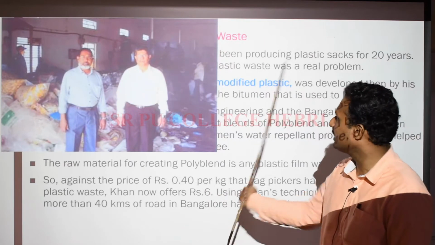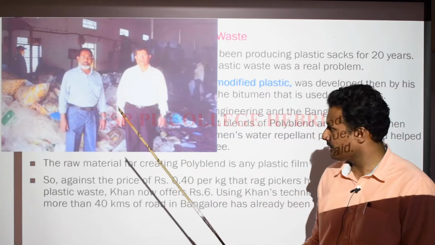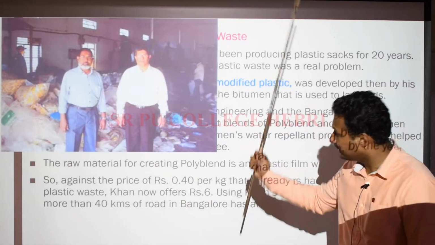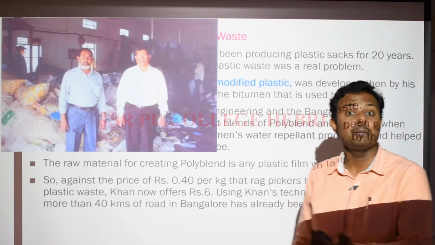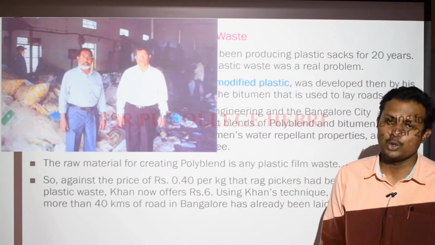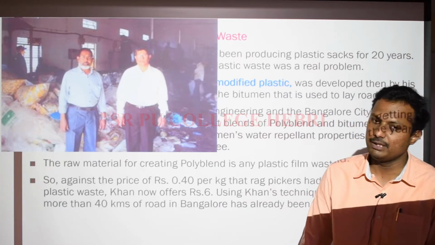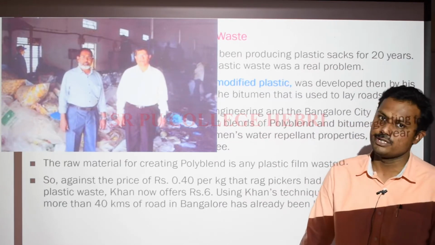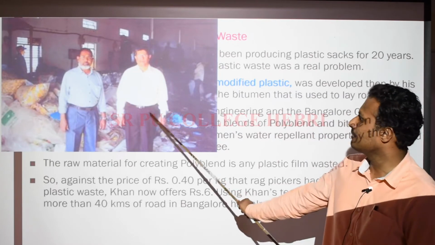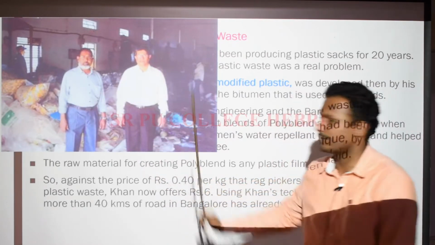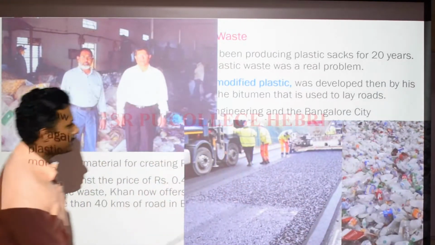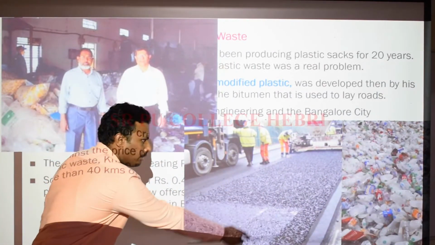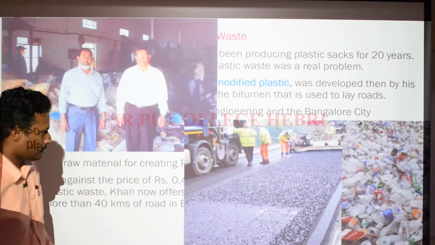They own a company producing plastic sacks, and their company is actually doing what? Plastic waste management by producing polyblend, in collaboration with RV College of Engineering in Bangalore and the Bangalore City Corporation, right? So he's Ahmed Khan and he's Rasool Khan, his brother. Both of them achieved it. You can see the roads being laid using plastic waste here. So this is in Bangalore.